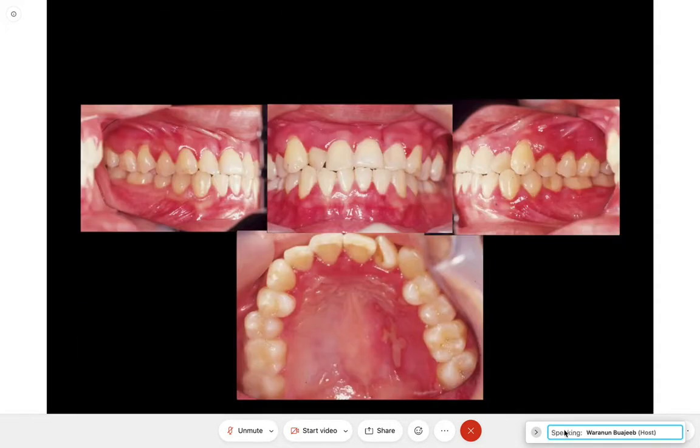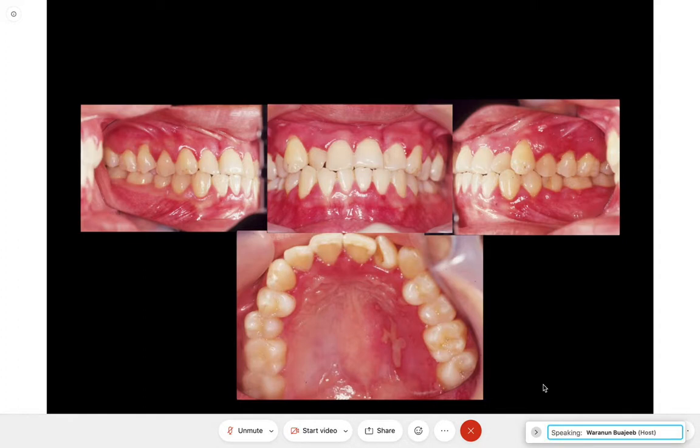What you can see in this slide? Can you still remember what the disease is? Anyone can remember? What disease is it? Primary herpetic gingivostomatitis? Okay, it's correct, very good.